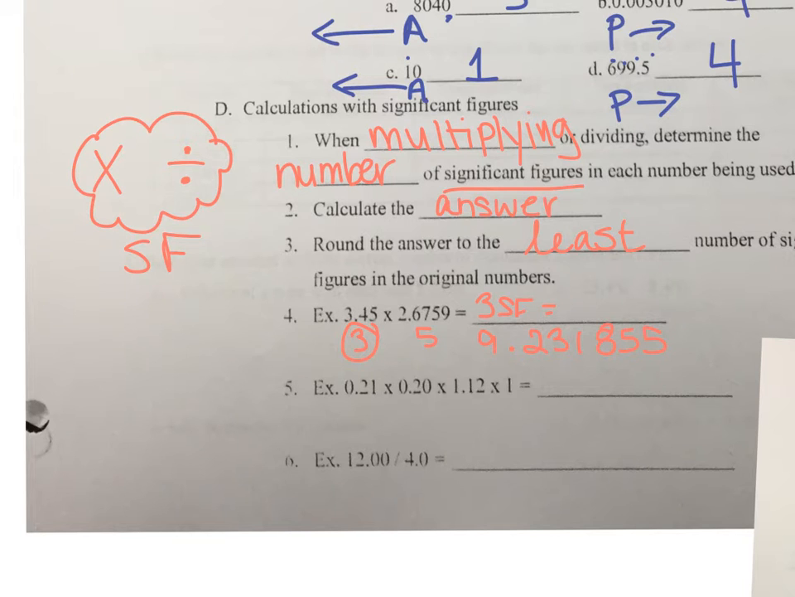Okay. So I have to make it 3 sig figs. So I'm going to count over 3 sig figs. Check the guy behind it. What is it going to be? 9.23. And that's it.